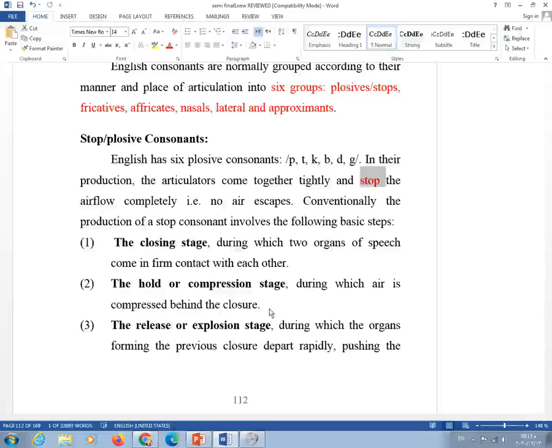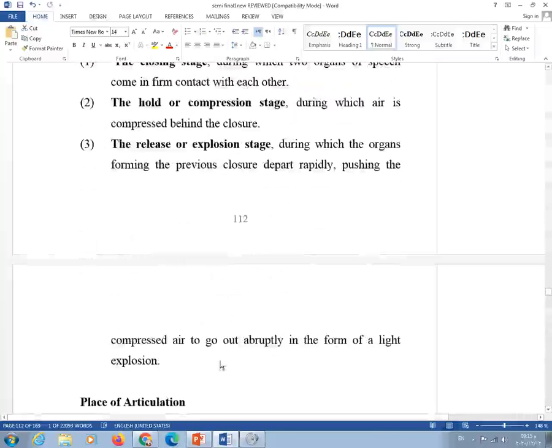طيب نيجي بقى the third stage is the release or explosion, اللي منها جت من كلمة explosion, مرحلة انتاج الصوت وإخراجه, وإن احنا نسيب الهواء بقى يخرج عشان نقدر ننطق الصوت. يبقى during which the organs forming the previous closure depart rapidly, pushing the compressed air to go out abruptly in the form of a light explosion.